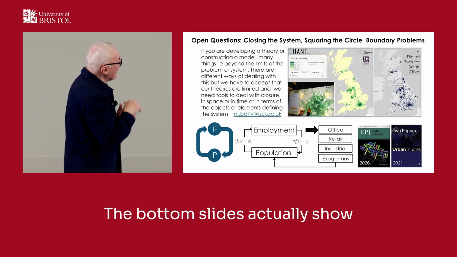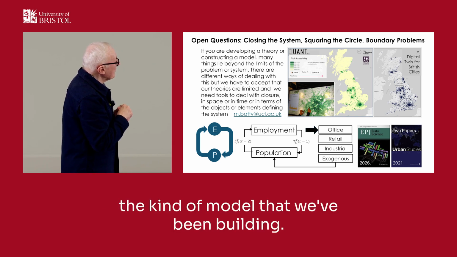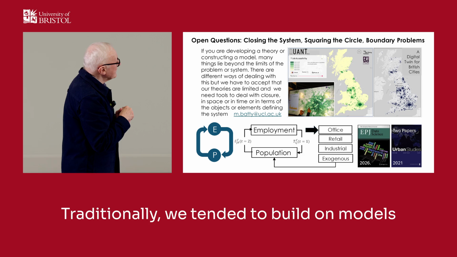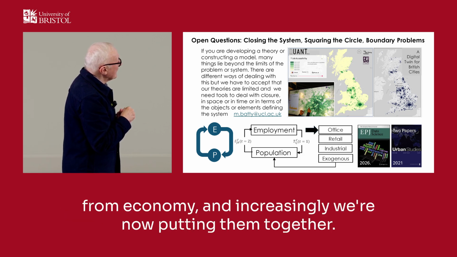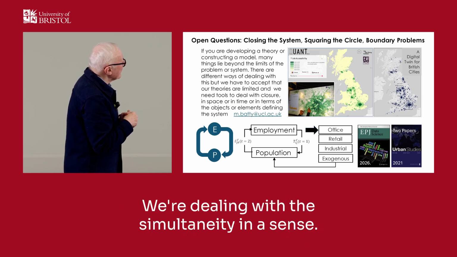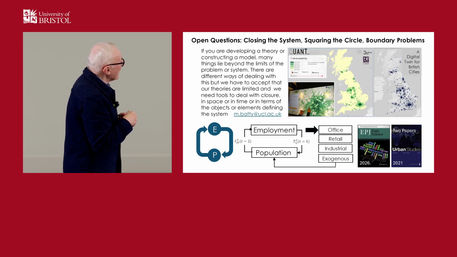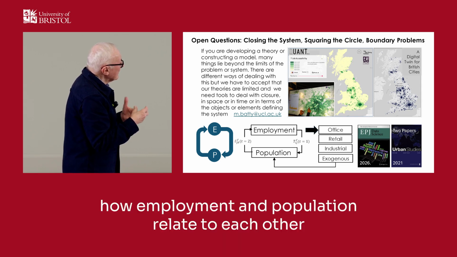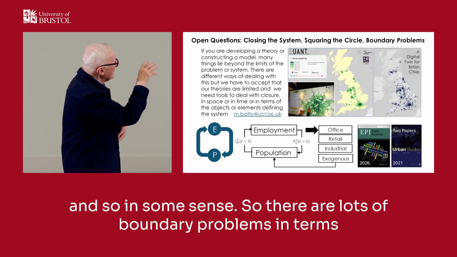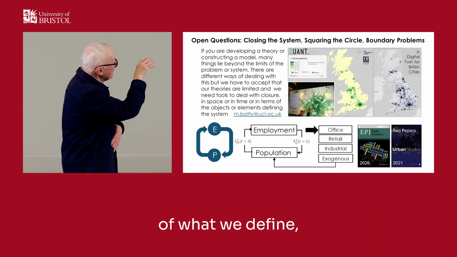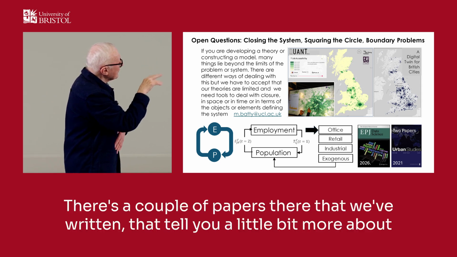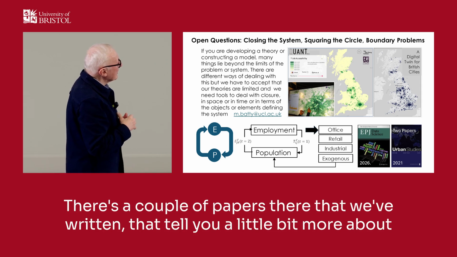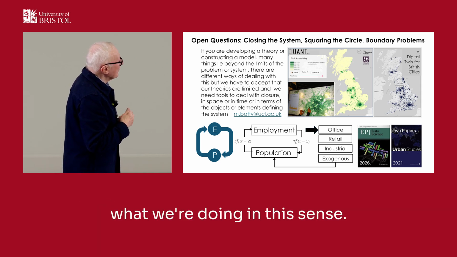The bottom slides actually show the kind of model that we've been building. Traditionally, we tended to build models which were predicting demography from economy, and increasingly we're now putting them together. We're dealing with the simultaneity, in a sense. How do we define how employment and population relate to each other? So there are lots of boundary problems in terms of what we define, in terms of systems problems that define these particular boxes. There's a couple of papers there that we've written that tell you a little bit more about what we're doing in this sense.